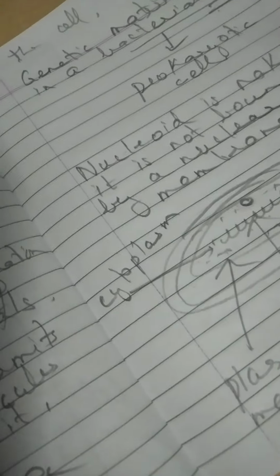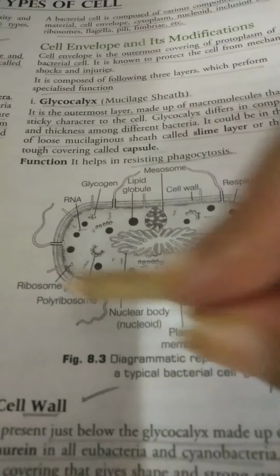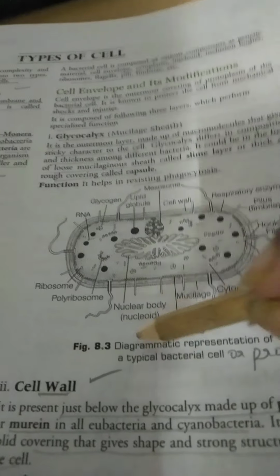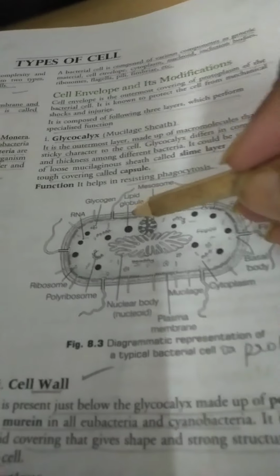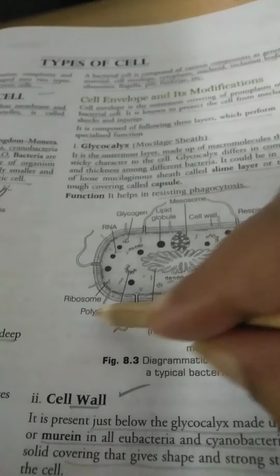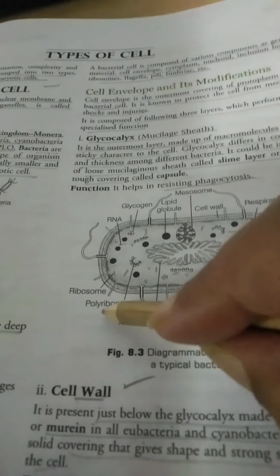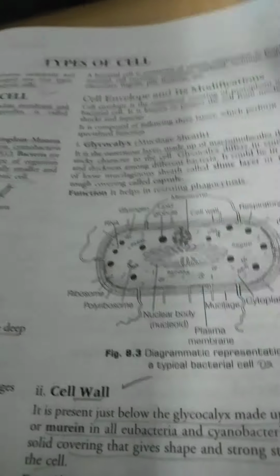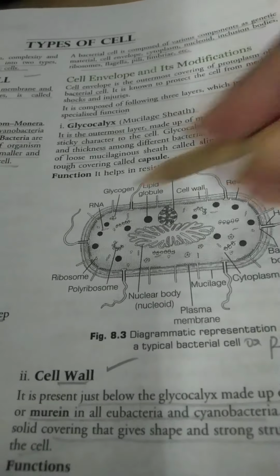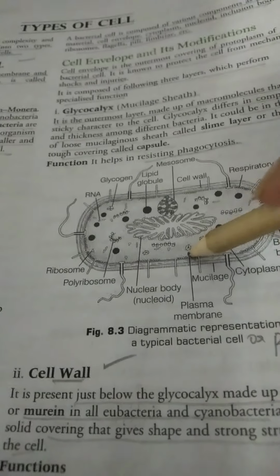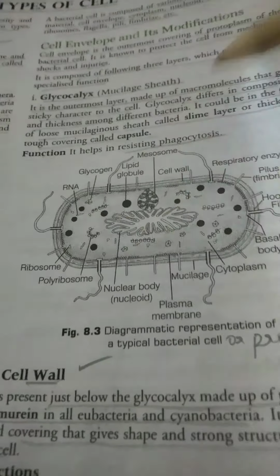As you see in this diagram, this is the cell envelope. This is the nuclear body, the nucleoid without any nuclear membrane. There are the ribosomes, which are polyribosomes. What do we mean by polyribosome? When ribosomes are attached to each other and form a chain, it is called a polyribosome. Here is the outer sheath, mucilage, the cell wall, the plasma membrane, and then the cytoplasm.